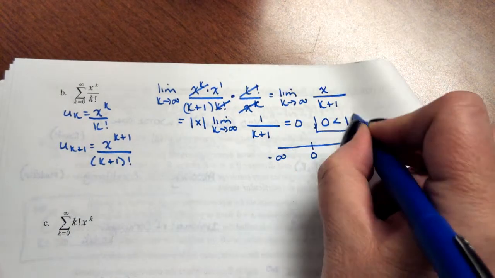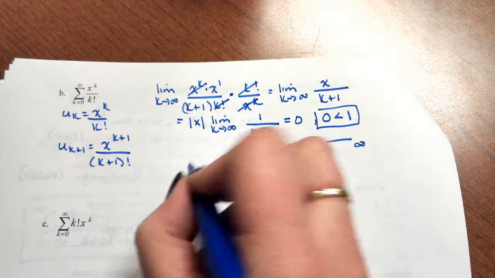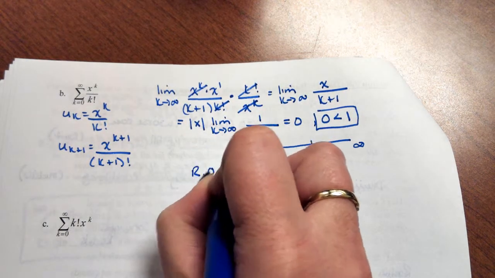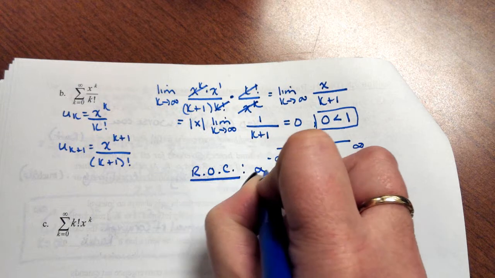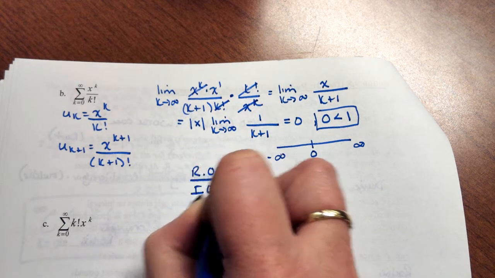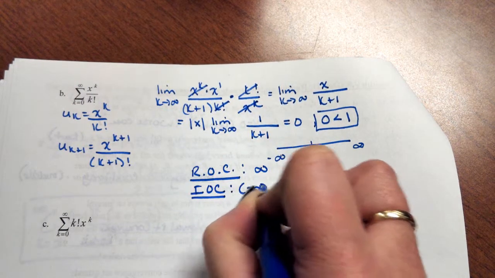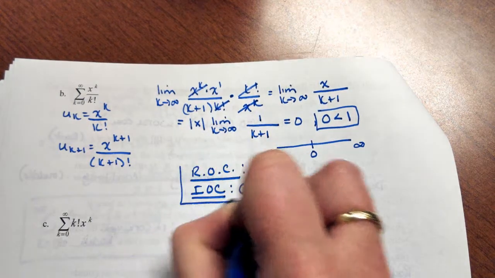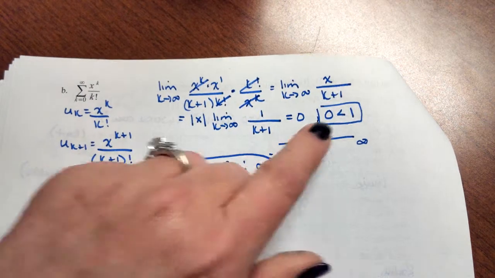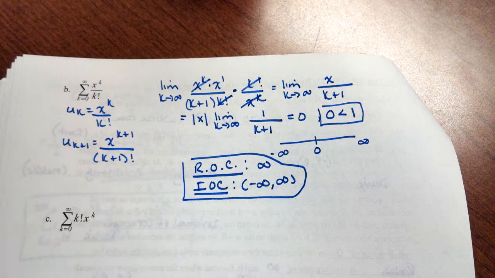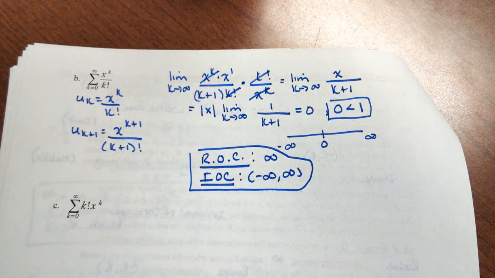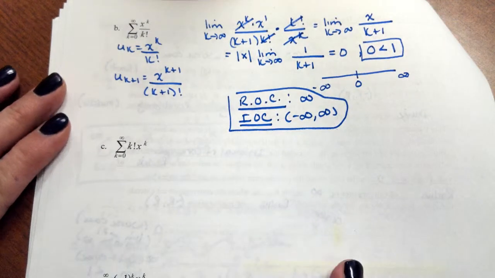So 0 less than 1 is where it's going to converge. So my radius of convergence then is infinity. My interval of convergence is going to be all real numbers. So like I said, after you do your ratio test, if you end up with a limit less than 1, then this is your best case scenario. Let's take a look at C.